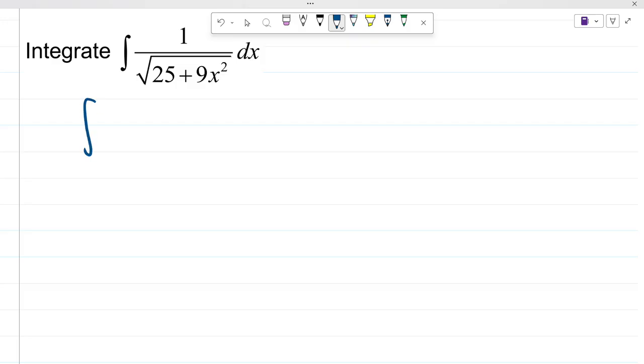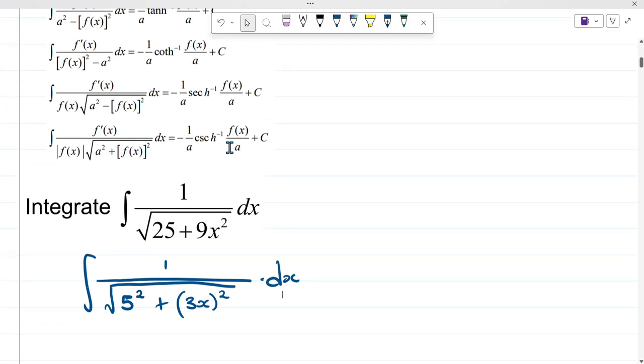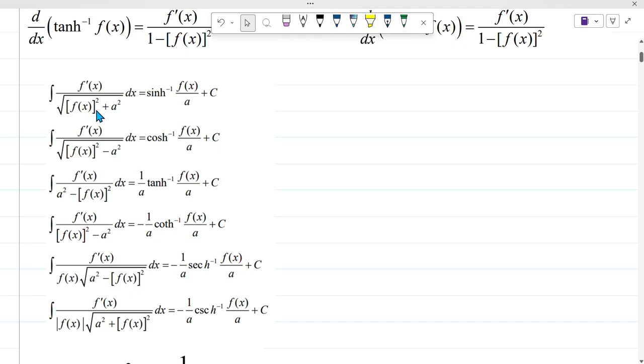This one is going to be as follows. We've got 1 on our numerator. We've got the square root of, so 25 is the same as 5 squared, and then 9x squared is the same as 3x to the power of 2, and then we've got our dx there. So when we check the format whereby in the denominator we've got the square root of a squared plus f of x squared, it is this first one. And you can see we've got f of x squared plus a squared.